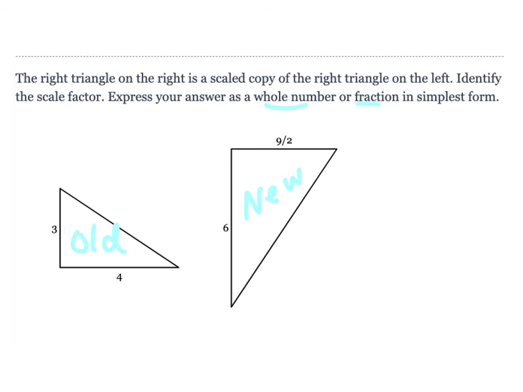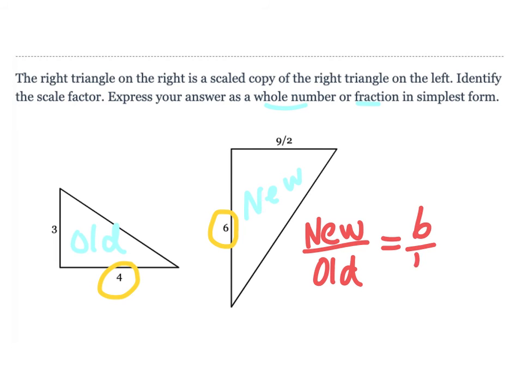So I have to imagine turning this one, and I can use 6 paired with 4 and do our new to old. So 6 to 4, and it says a whole number or a fraction in simplest form. I don't want to change it to a decimal or anything. 6 out of 4, if I cut that in half, would simplify to 3 over 2.